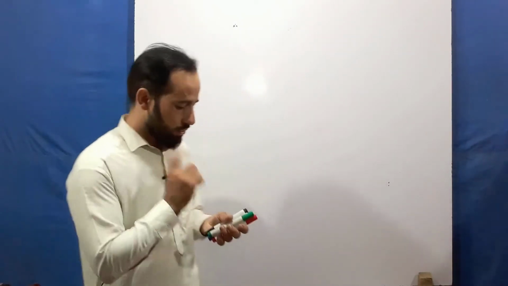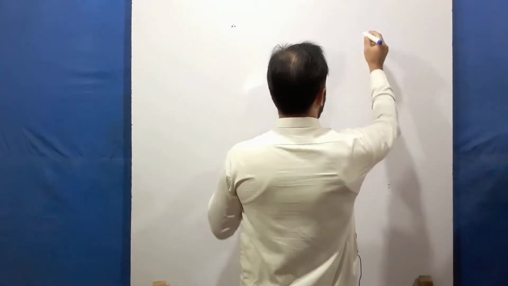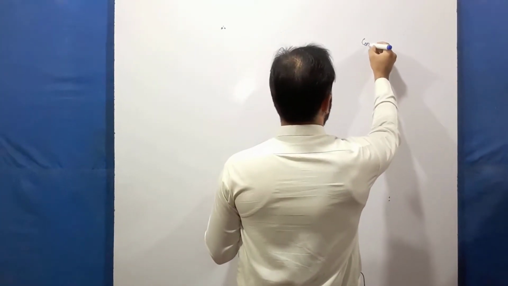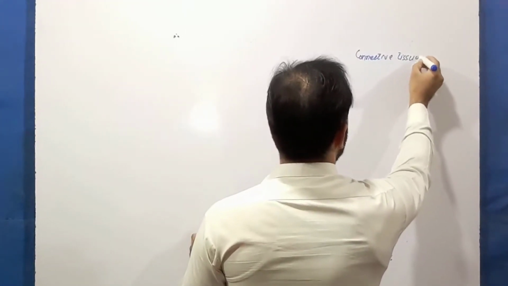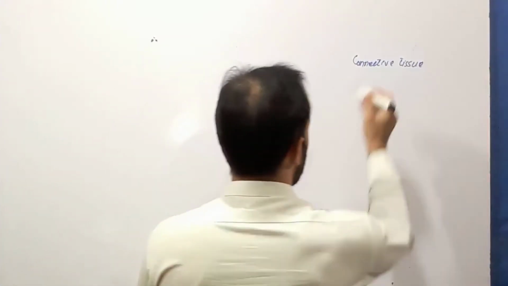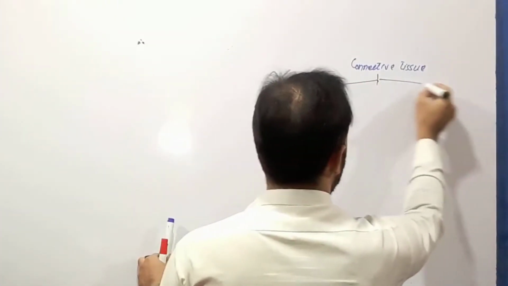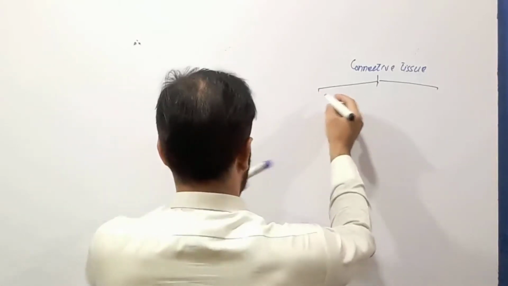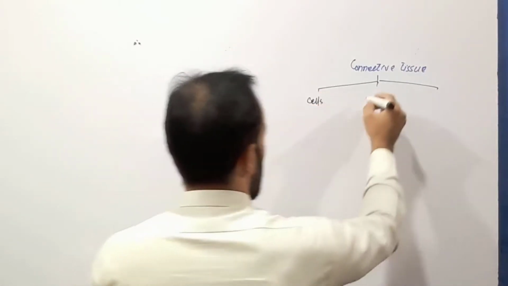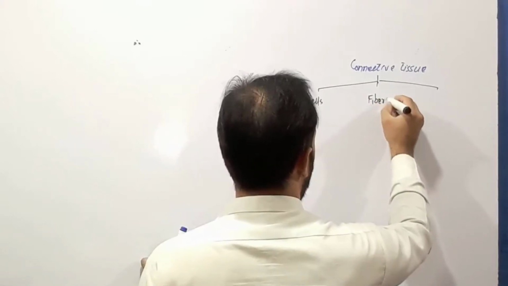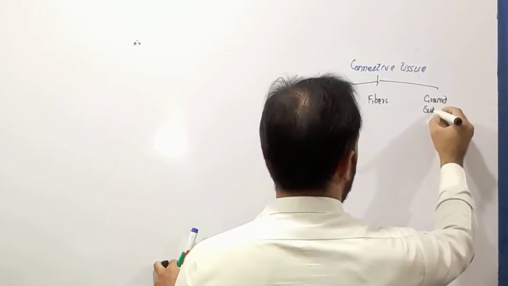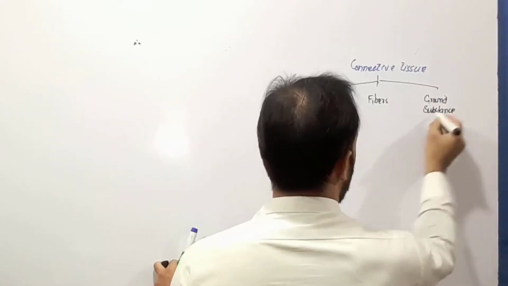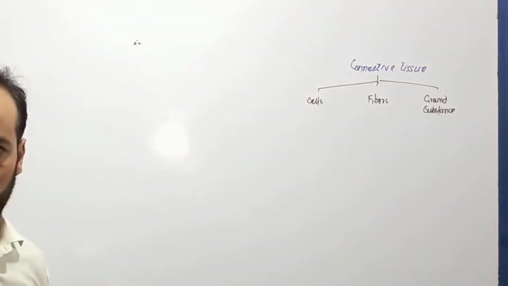The previous lecture was about the cells of the connective tissue. A little bit of introduction of the previous lecture: we had said that connective tissue is composed of three important components. What are those three important components? First of all, the cells, then fibers, and then ground substance. Both the fibers and the ground substance combined are called the matrix of the tissue.